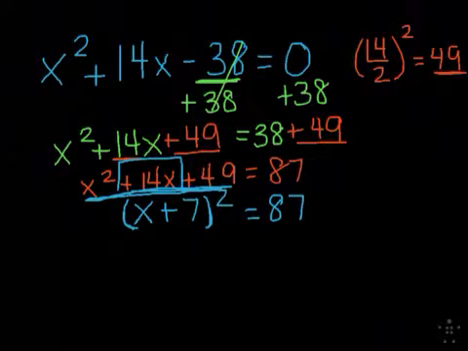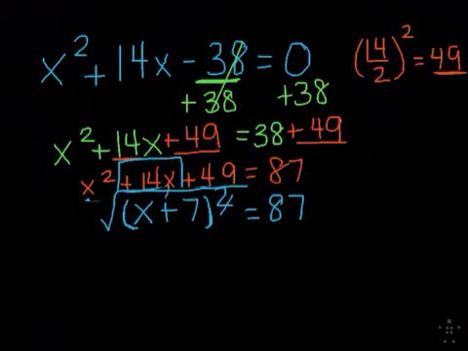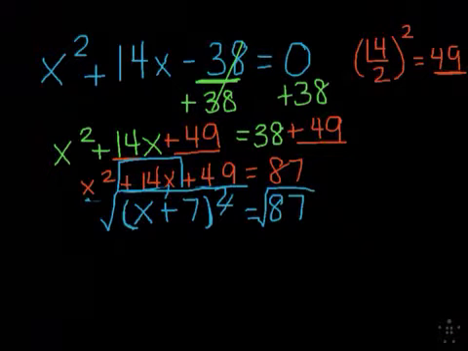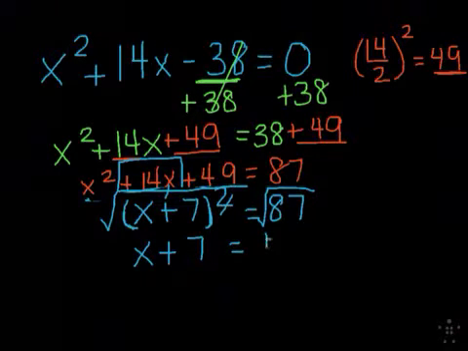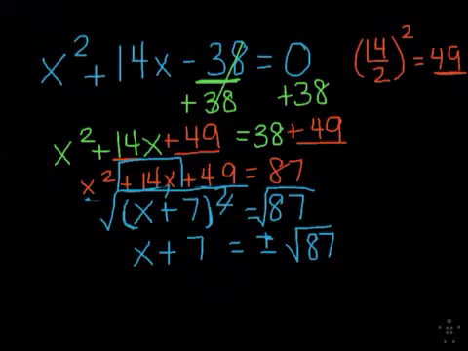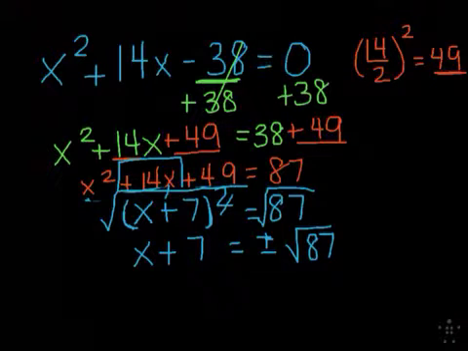Okay. So now we're almost done. We got to get x all by itself. So our next step is to take the square root of both sides. Remember, square roots cancel out squares. What I do to one side, I must do to the other. So we have x plus 7 equals plus or minus the square root of 87. Always remember to check and see if you can simplify the square root. If not, we continue with the process.